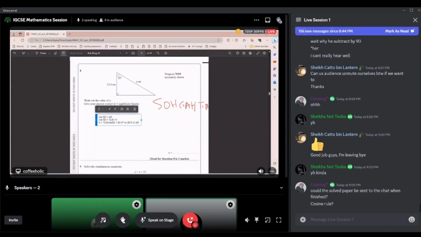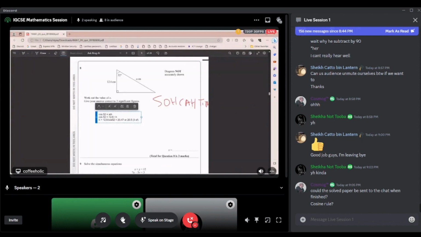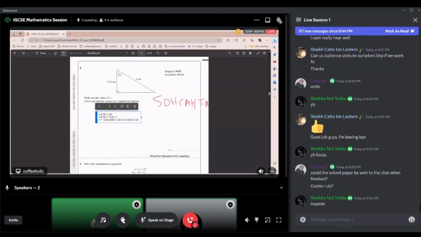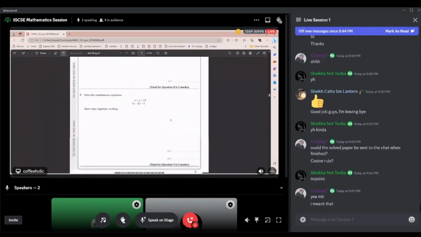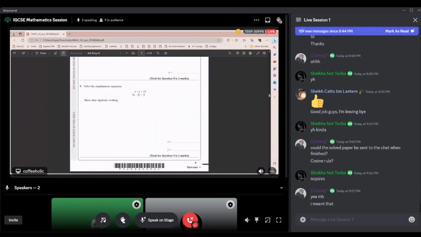Any doubts on this one? I don't know if Living's answered this. I've just seen it in the chat. Cosine rule. It's not cosine rule. It's the cos ratio that we've used over here. Can we move on, Living?